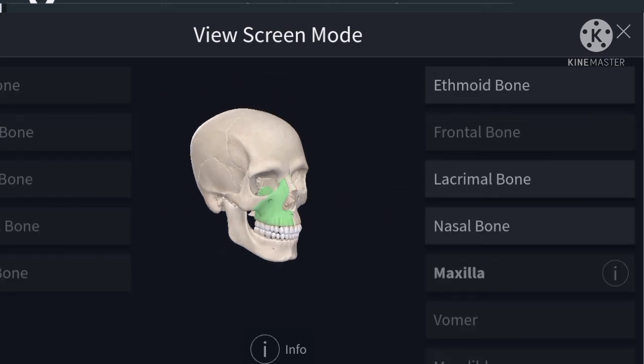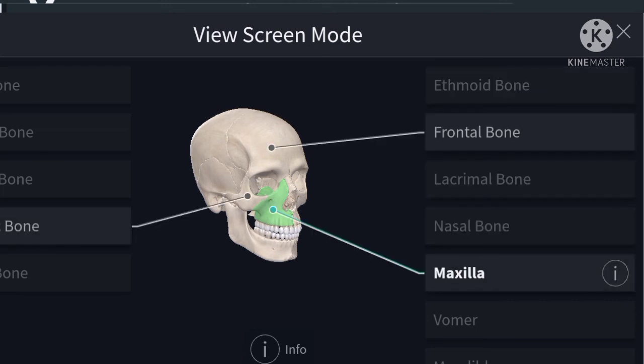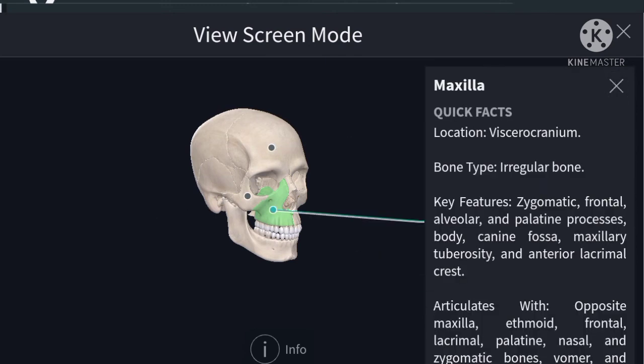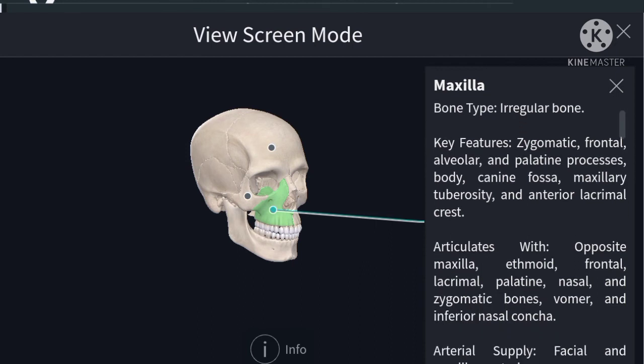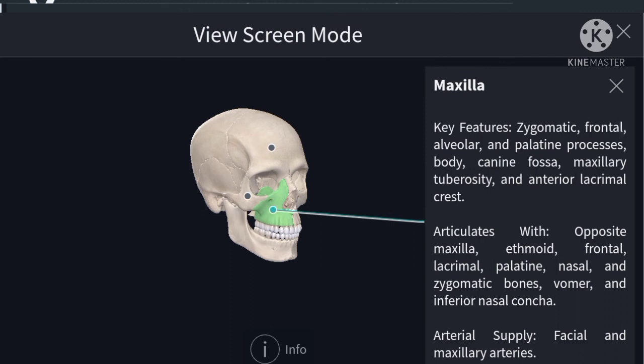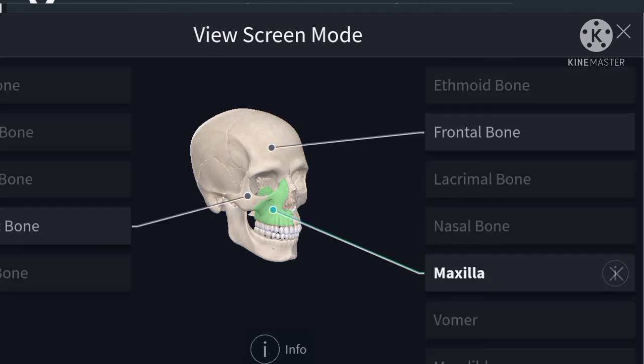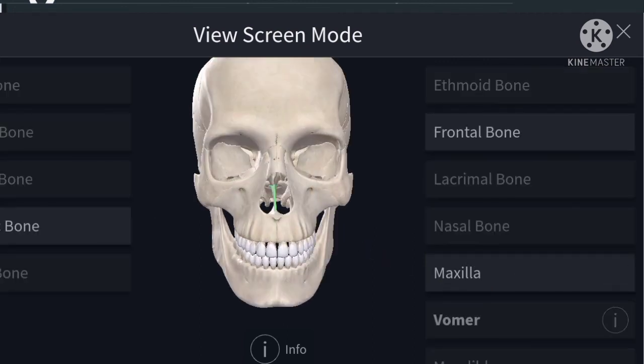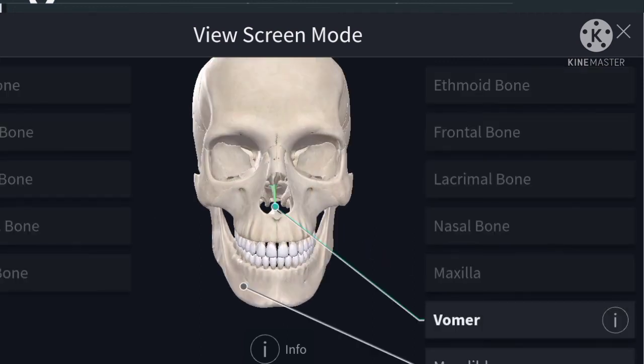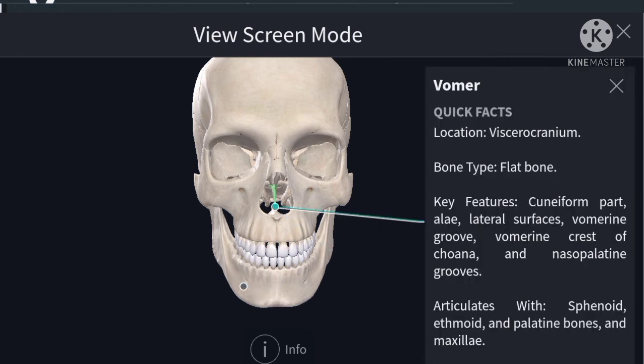Now we will talk about the maxilla, and this is the maxilla, as you can see here, and it is a type of irregular bone and is located in the viscerocranium. It articulates with the maxilla, ethmoid, frontal bone, lacrimal bone, palatine, nasal bone and zygomatic bone, vomer and inferior nasal concha, and it is supplied by the facial and maxillary artery.